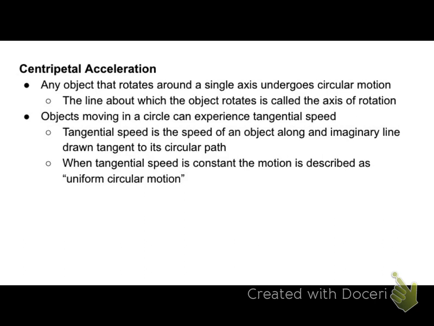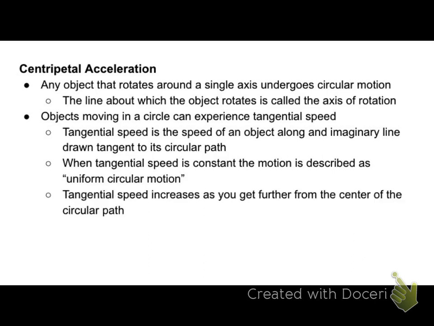When that tangential speed is constant, so when that speed is not changing, we would call that uniform circular motion. So when you hear me refer to motion as uniform circular motion, I'm talking about an object that's moving at a constant tangential speed around in a circle. When we did the lab where we spun the stopper, when we got the stopper moving at a constant speed so that the weight no longer rose or fell, that would have been uniform circular motion.